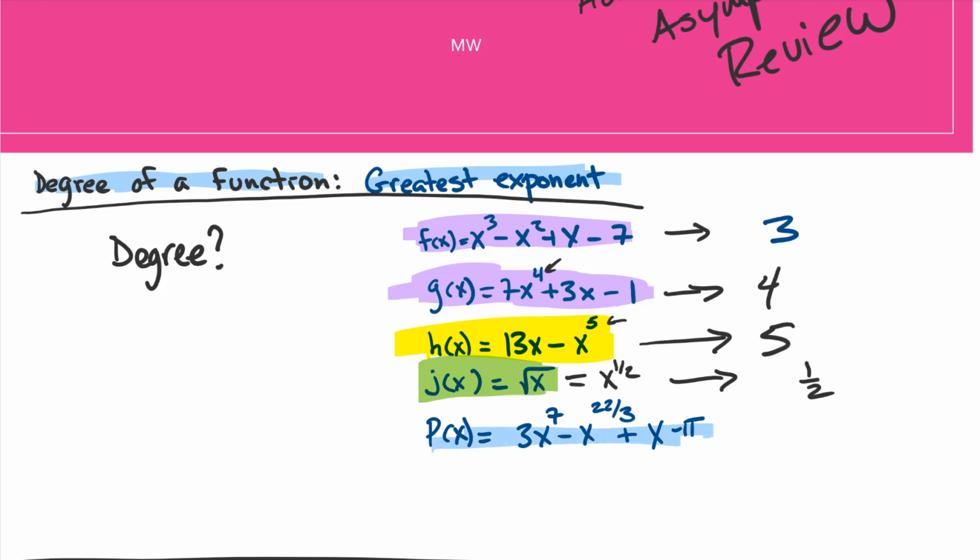Let's take a look at this one. What's that pi doing out there? That's a number. Nobody was tripping on that 7, right? Or the 1. Pi's just a number. Don't even look at that. So what's the biggest number: 7, 22 over 3, or 1? Well, 22 over 3 is actually the biggest, because 21 over 3 is 7. So there's the degree. Quick little review. Sweet. Moving on.